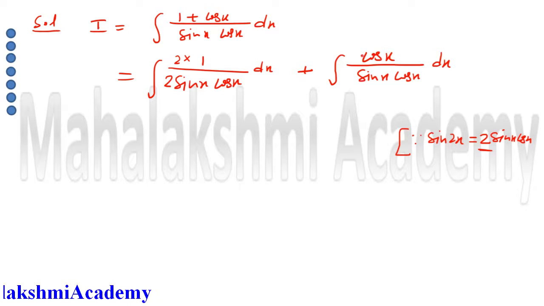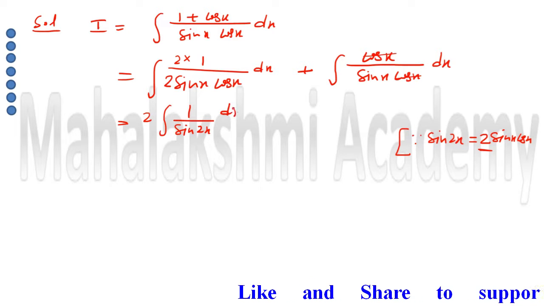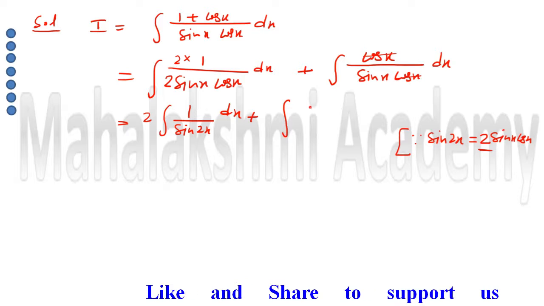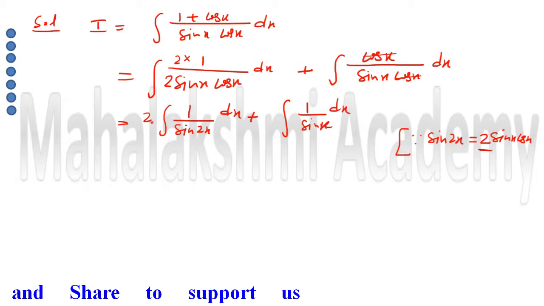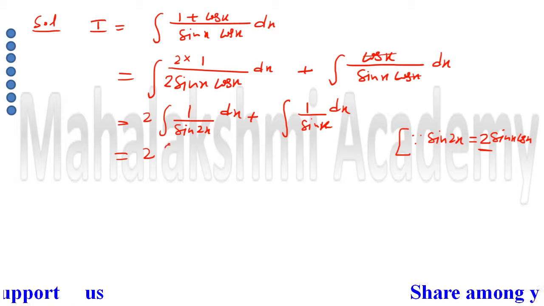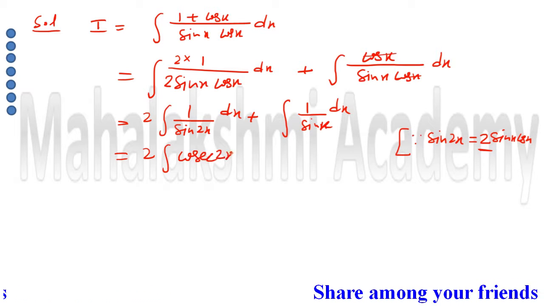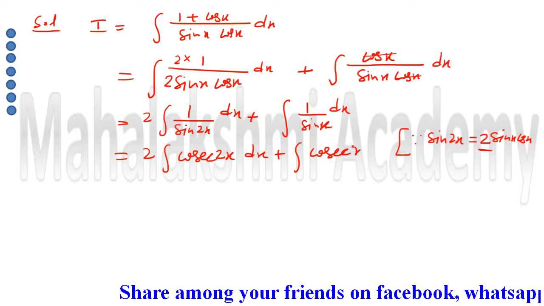Now here this cos x and cos x will cancel each other, so we are remaining with only 1 upon sin x. So in the next step it's going to be, 2 ones are 2, so 2 you just take outside, and here this complete is going to be integration of 1 upon sin 2x dx plus integration, and we are remaining with only 1 upon sin x dx. Now here 1 upon sin x is the reciprocal, so this is cosec x, so it is going to be integration of cosec 2x dx plus integration of cosec x dx.